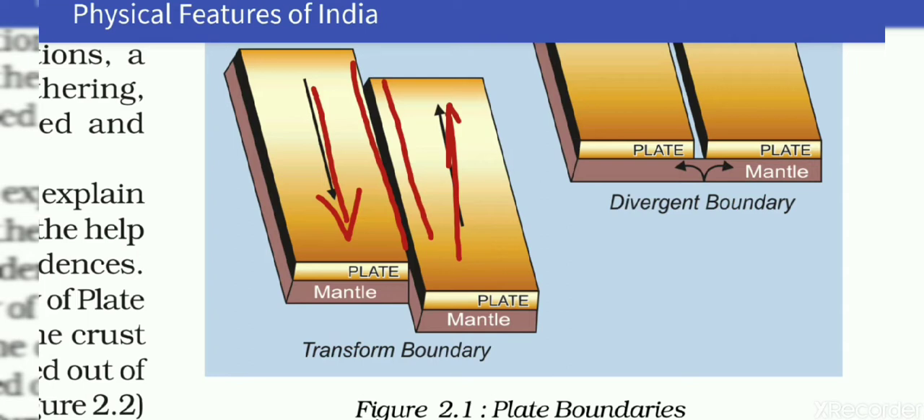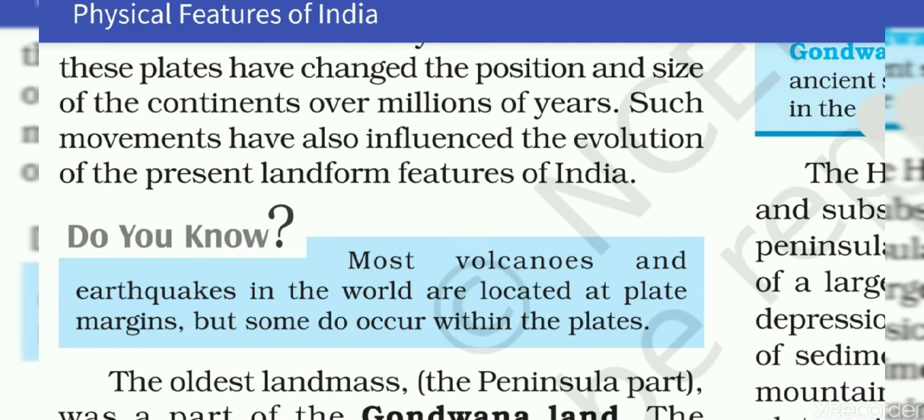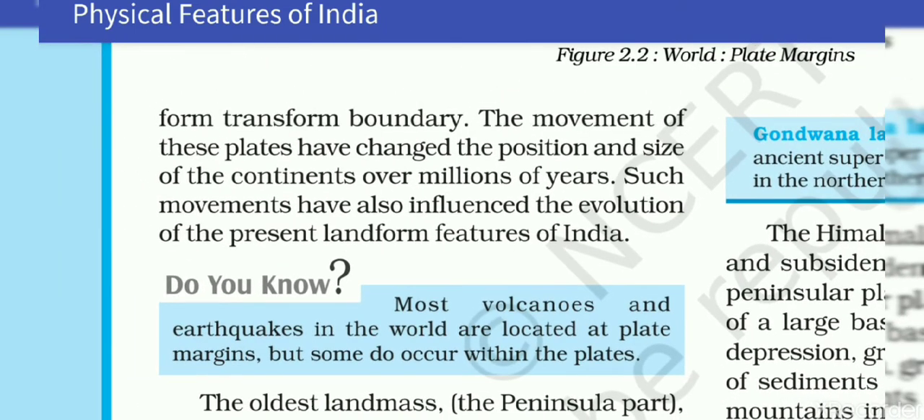Now what happens due to the movement of these plates? Let us find out, or in other words, what is the outcome, what is the result of these movements. The movement of these plates has changed the position and size of the continents over millions of years. Such movements have also influenced the evolution of the present landform features of India. So in this way we have completed the topic types of plate movements.